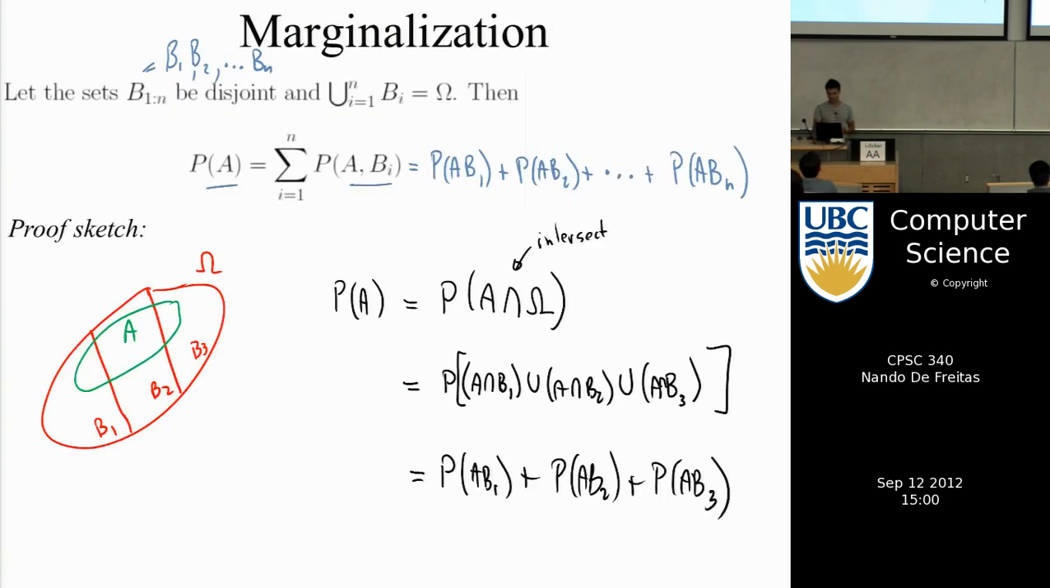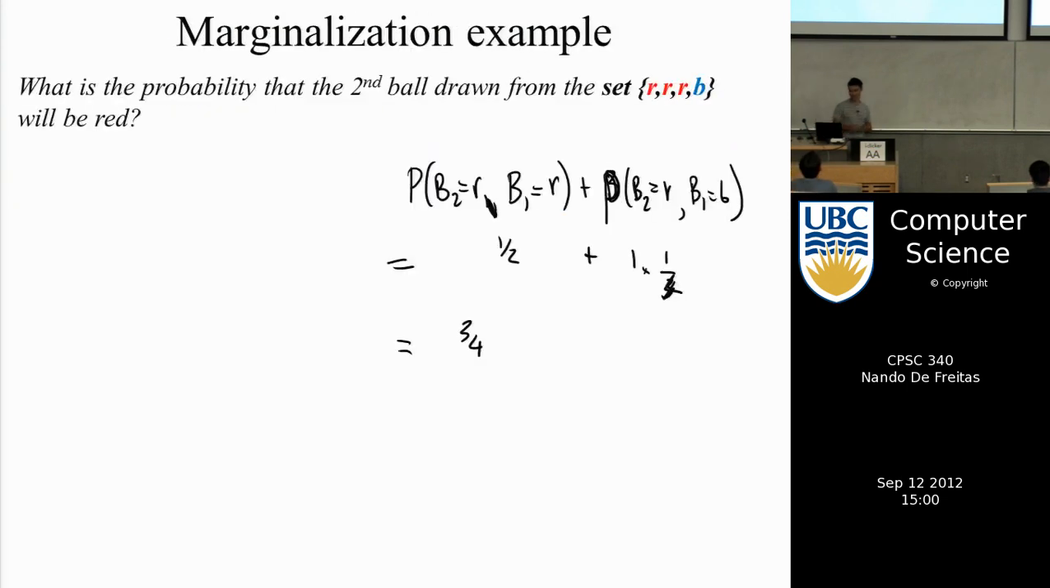The other thing that we learned about was marginalization. That is, how do you go from knowing two things, the probability that ball one and ball two take certain values, to just knowing one thing, the probability that just ball two takes a particular value. So from many to one.